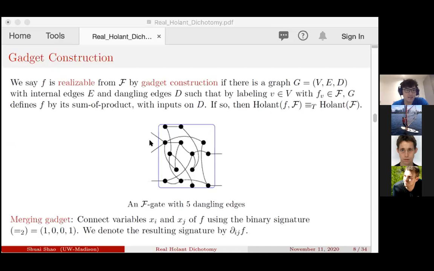A simple gadget that we will use in this talk is the merging gadget. We connect 2 variables of a signature using binary equality. This binary equality is a signature of arity 2, and this function takes value 1 when its 2 variables take the same assignments. So when the 2 variables take 0, 0 or 1, 1, it has value 1, and otherwise it has value 0. Now, if we connect 2 edges using this binary equality, we simply merge them into 1 edge because they must be equal. Suppose that a signature has arity n, then after the merging gadget, we get a signature of arity n minus 2.